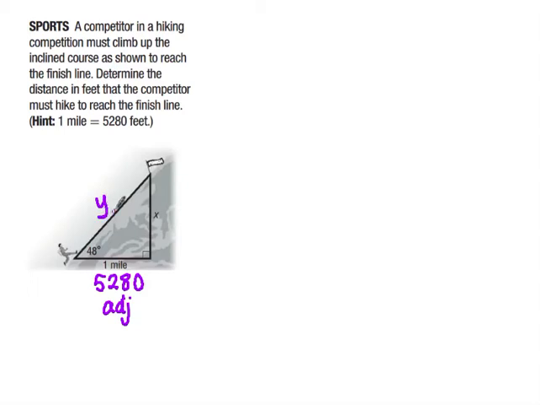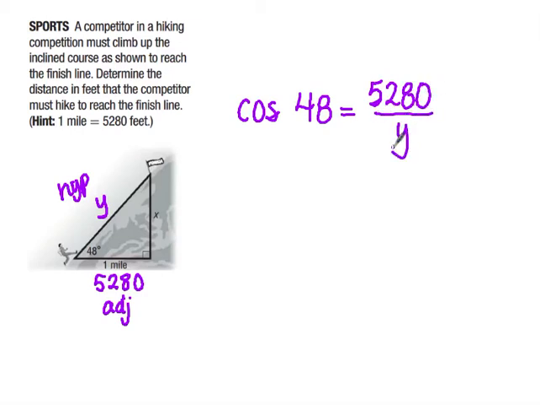Okay. So let's go ahead, because there is another way you could find what x is and then just use the Pythagorean theorem, or you can just find y to start with. So let's figure out, you said this was the adjacent, what's y? Hypotenuse. What ties in adjacent and hypotenuse? A and H, cosine. So our equation, cosine of 48 equals 5,280 over y. Switch them. Yep.